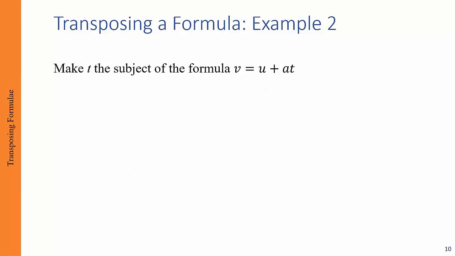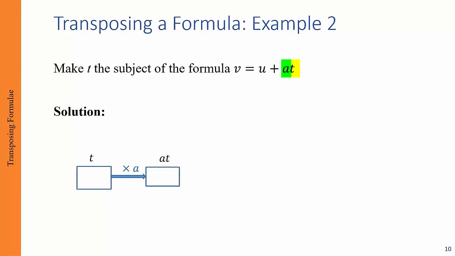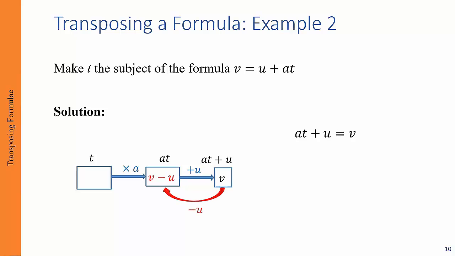A harder example now will make t the subject of that same formula. So we'll start with t. It gets multiplied by a to get at, and then u is added, and the result is v. That's our starting point. Undoing each of those steps, we'll subtract u, so the at has to be v minus u. And undoing the multiply by a is divide by a, so we need to divide v minus u by a.